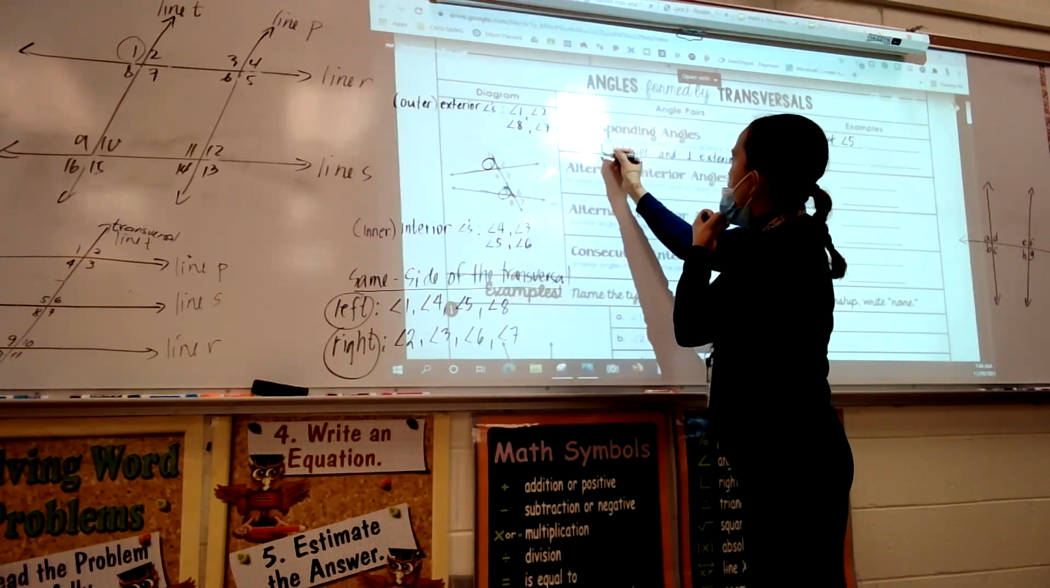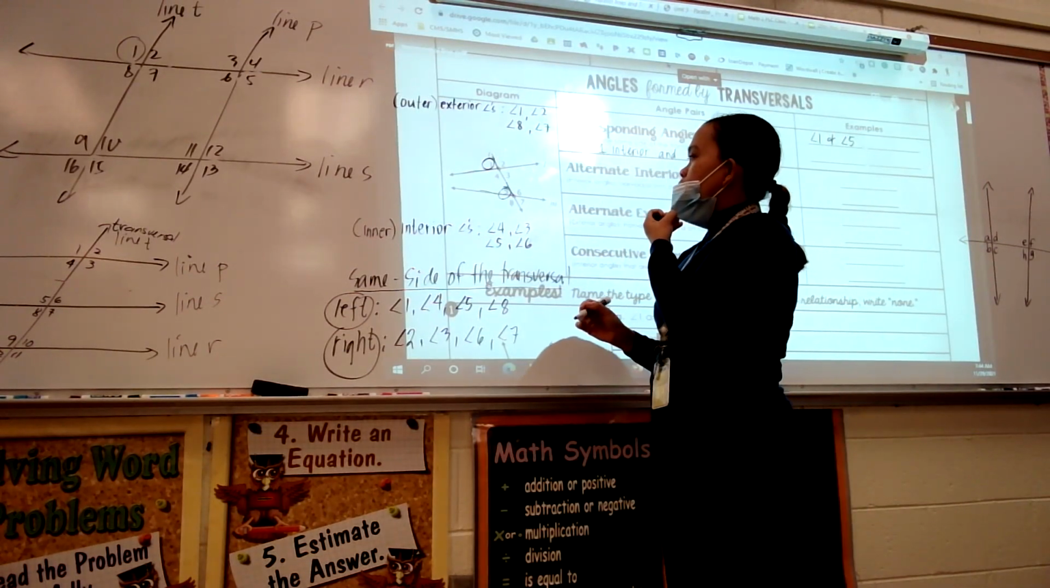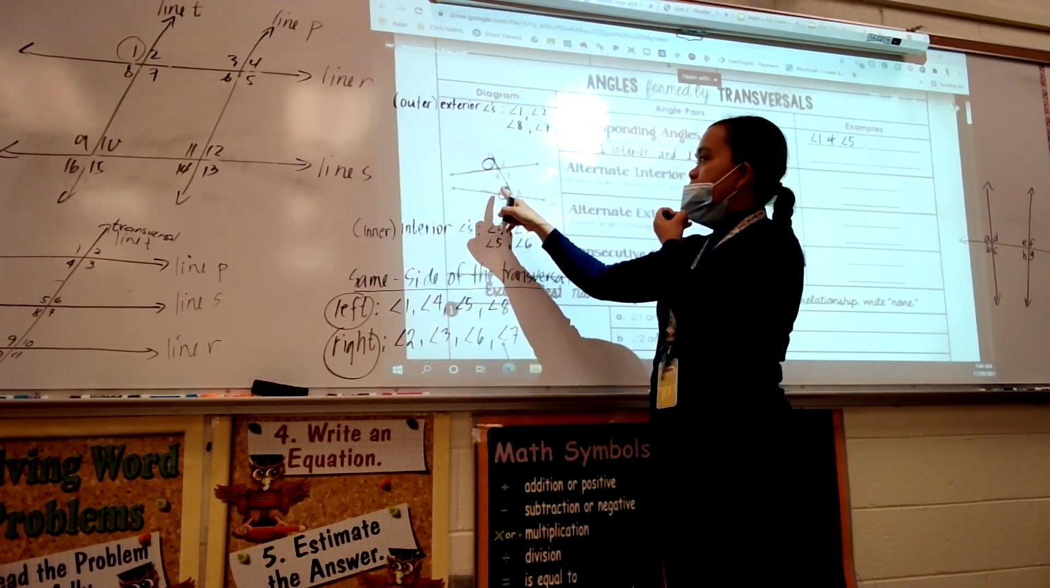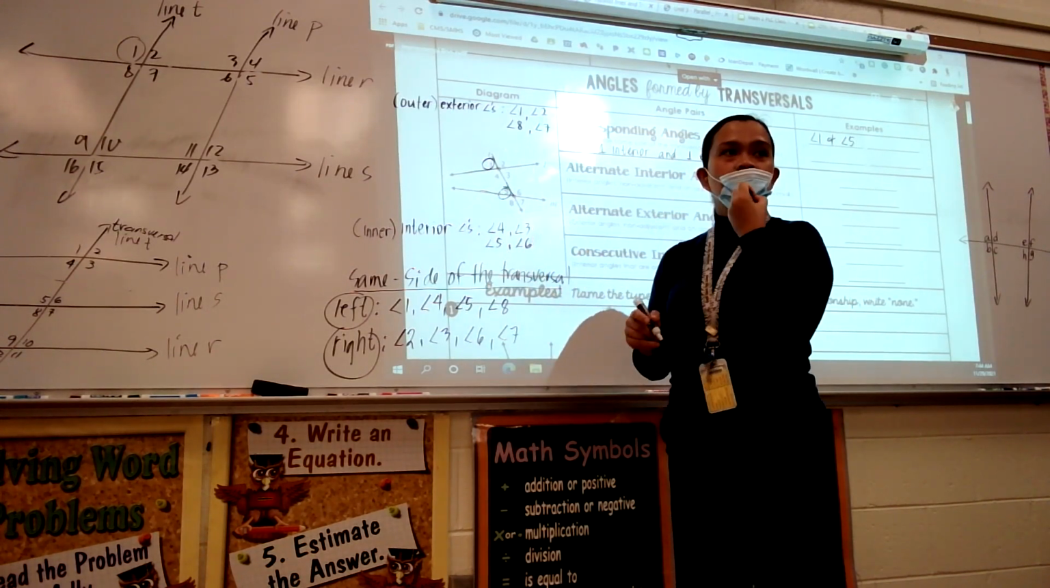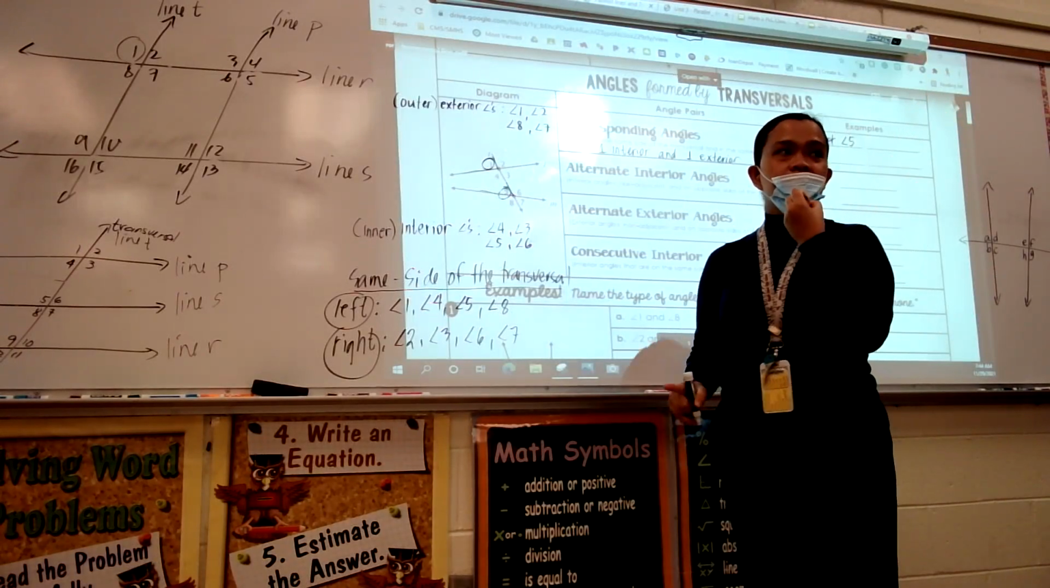Can they have the same quadrant? This and that, no, 1 and 5. 1 and 5. Yeah, same transversal. Okay. Give me another pair of corresponding.